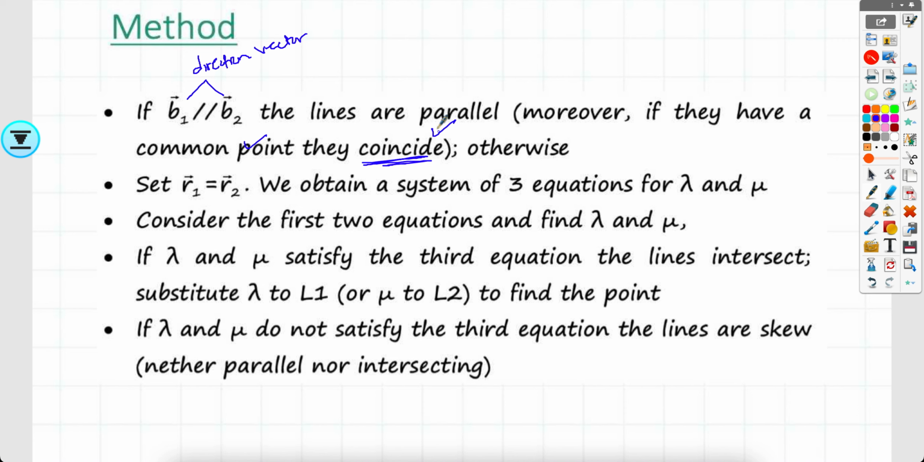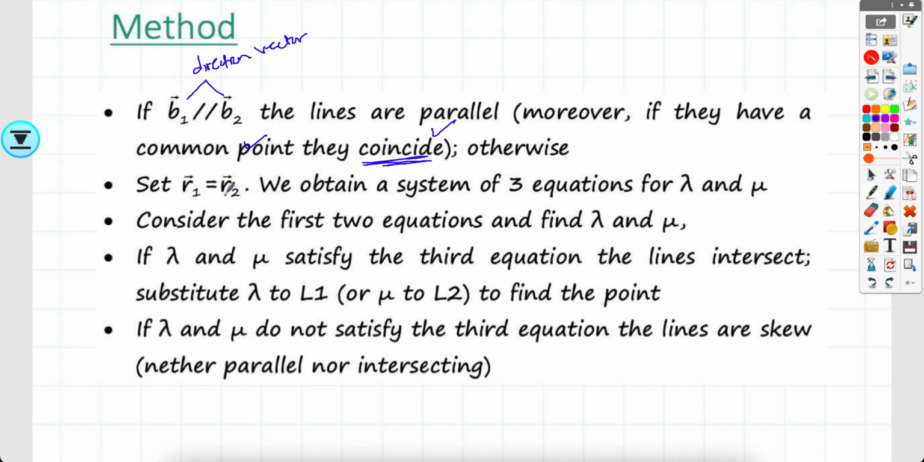First, check if the direction vectors are parallel. If they are, you check if they have a common point; then they coincide. If they don't have a common point, then they're just parallel lines. Now, if this doesn't work, let's say they're not parallel, then you go to the second part.